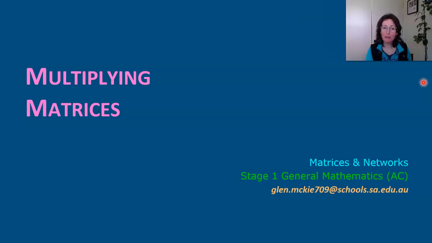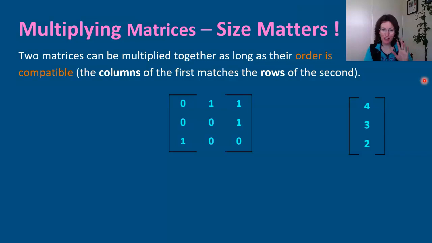In this video, we're going to multiply matrices together. Please have pen and paper handy as well as your graphics calculators so that you can write this down and do it along with me. So two matrices can only be multiplied together as long as their orders are compatible. And what we mean by compatible is that the number of columns of the first matrix here matches the rows of the second. So let's have a think about what orders that they've got.